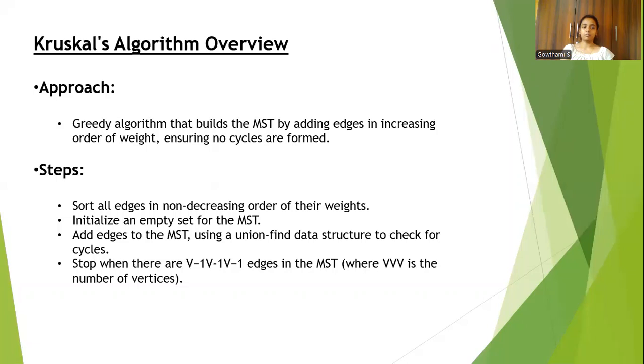Kruskal algorithm overview, approach: a greedy algorithm that builds the MST, that is the minimum spanning tree, by adding the edges in increasing order of weight, ensuring no cycles are formed. The weights can be taken as the value given to each edge. Steps: sort all the edges in non-decreasing order of their weight, that is in increasing order. Initialize an empty set for the MST. Add edges to the MST using a union-find data structure to check for cycles. Stop when there are V-1 edges in the MST, where V is the number of vertices.